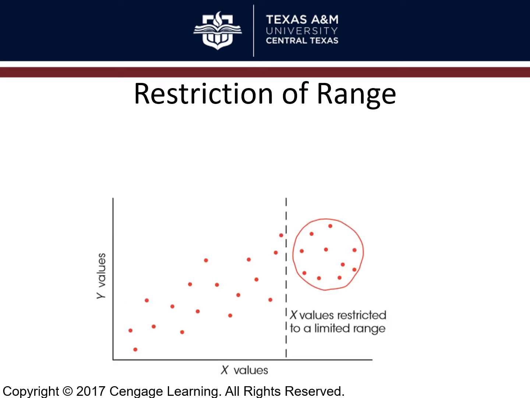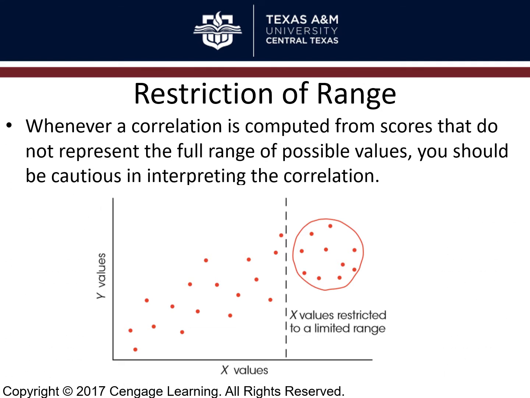Okay, some reasons you may not find a correlation even if there is one. Restriction of range is a big one. Whenever a correlation is computed from scores that don't represent the full range of possible values, you might be missing out. In the example shown here, if they had looked at all the values, you'd see that it looks like a fairly linear, positive correlation. But if they only get the high-end values, and don't see the ones down below, they see a blob and say, no, there's no correlation here.